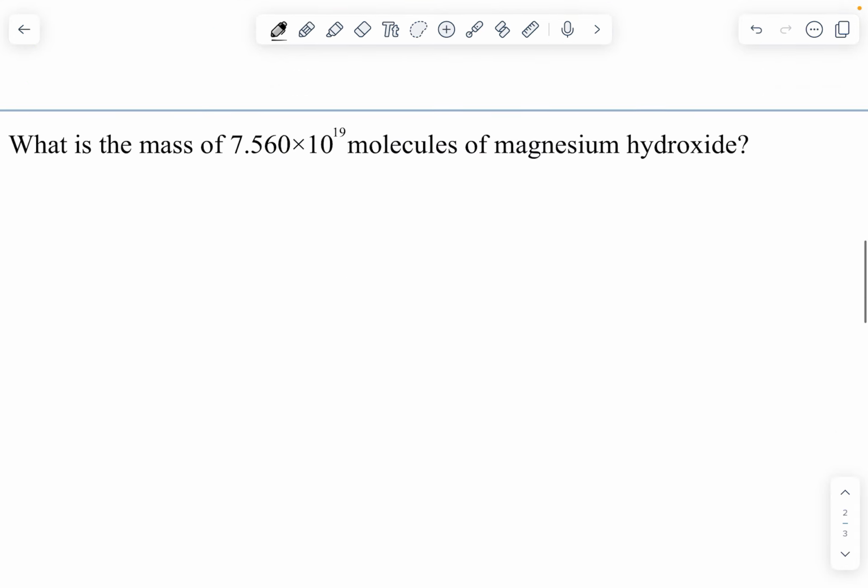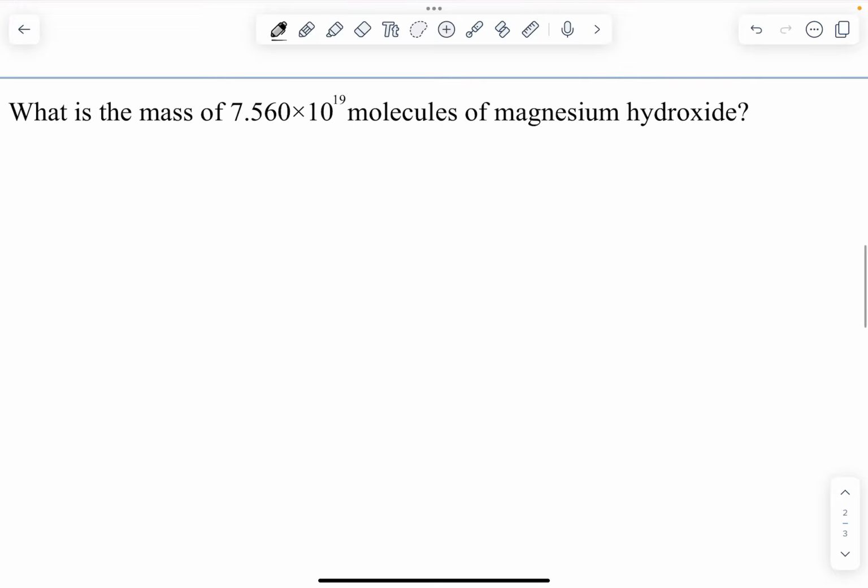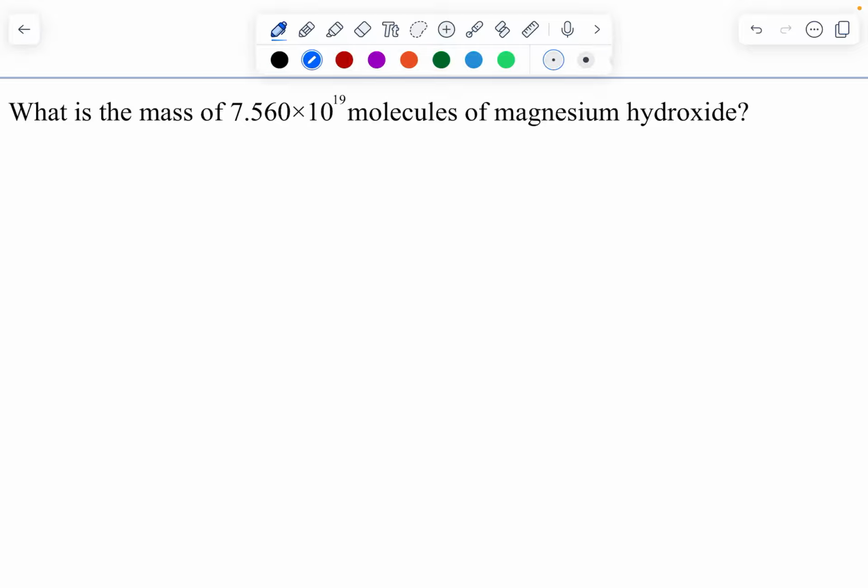So let's try another problem here. So last time we were given mass and asked molecules. For this problem, we are asked about mass and we're given molecules. So we can see right off the bat it's not a one-step because we don't see the word moles in there at all. So we're going to do 2 one-step problems back to back.